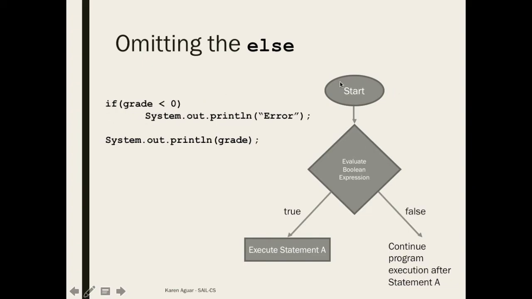So the way that the flow of control works here is we evaluate the Boolean expression. If it's true, then we get to execute whatever statements are associated with this if statement here. If it's false, it doesn't matter. We skip over anything else to do if it's false, and we're just going to continue program execution as normal.